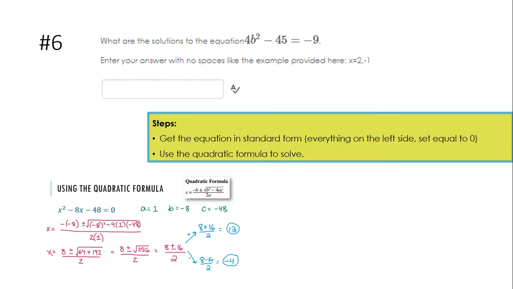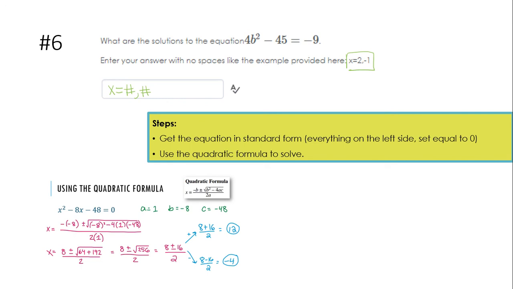Okay, so we're going to move on to number 6. Again, if you need to pause at any time to go work on your test, feel free to do so. We're going to work on the next one here. It asks, what are the solutions to the quadratic equation? So 4b squared minus 49 equals -9. And we want to enter your answer with no spaces, just like you see here. So when you write this, you'll have x equals one number, comma, another number.